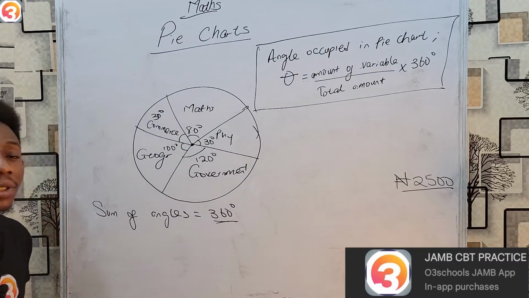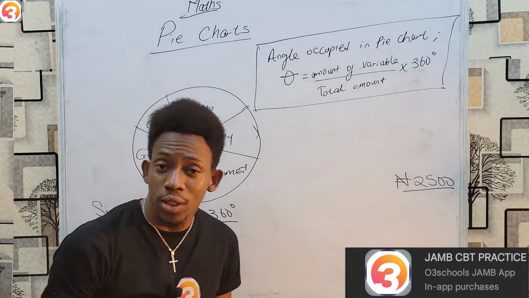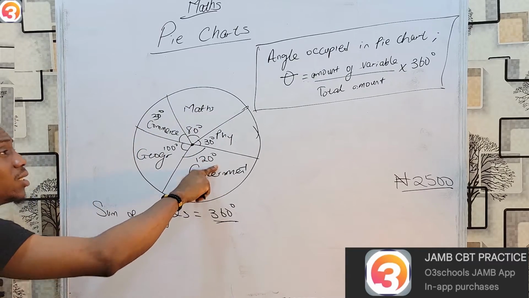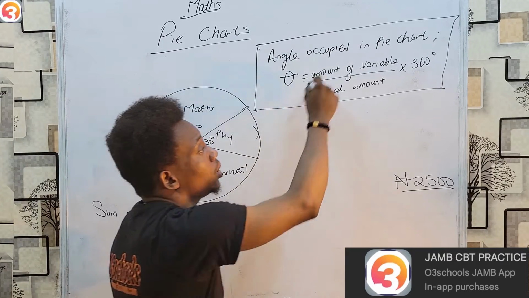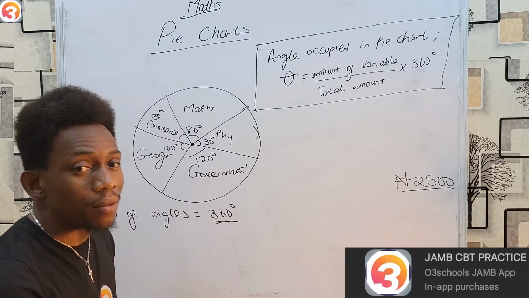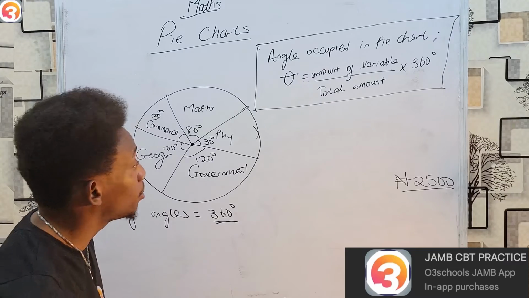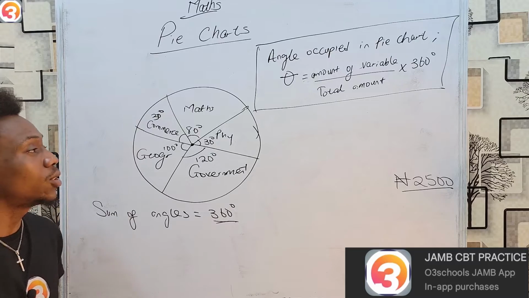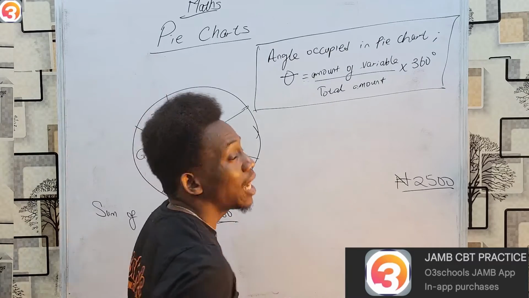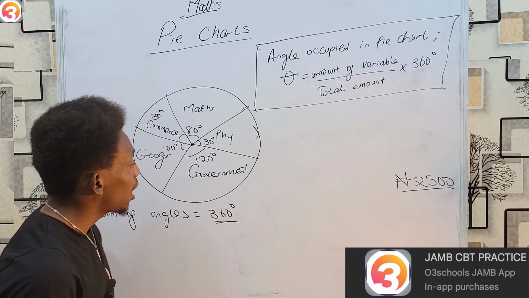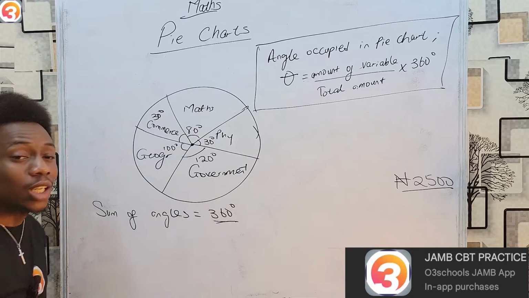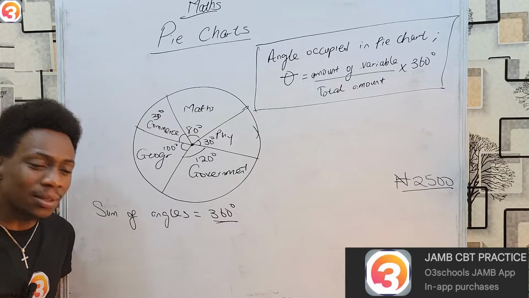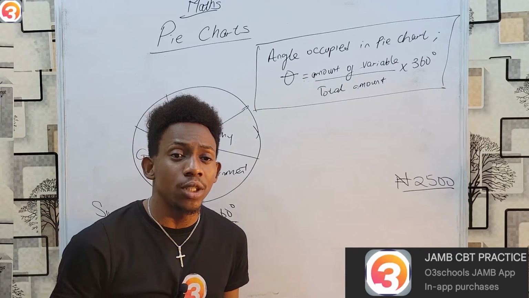Kind of like your percentage. It will be the amount you want by the total times 100%. In this case, to get the angle being represented, it will be the number of that particular variable, how many it is. If there are 20 people, for example, 20 over the total amount, so the number of people in the class, which could be anything, times 360 degrees. And that then gives you the angle that should be occupied by that particular variable. It's that simple. Pie chart is a very, very simple topic.